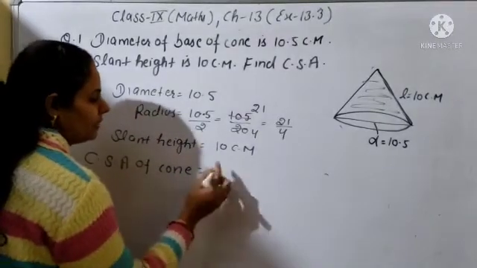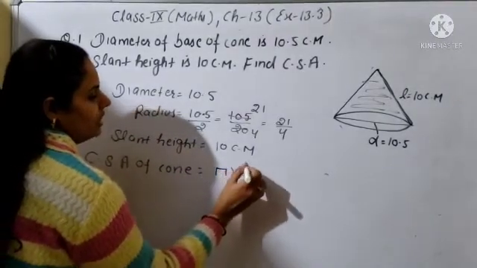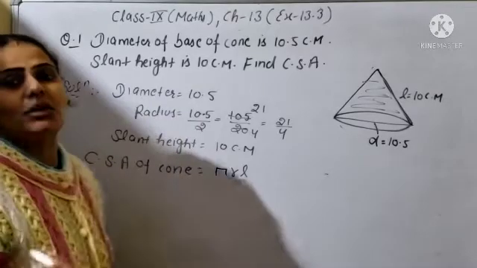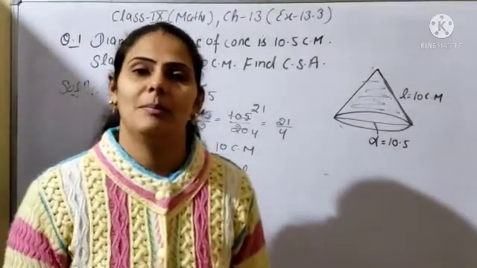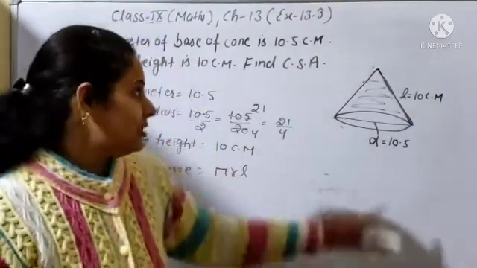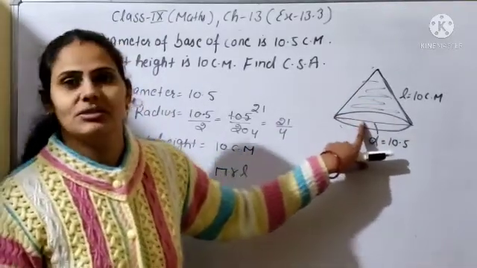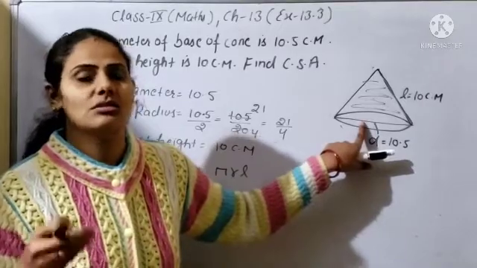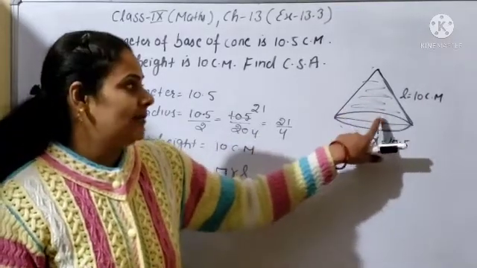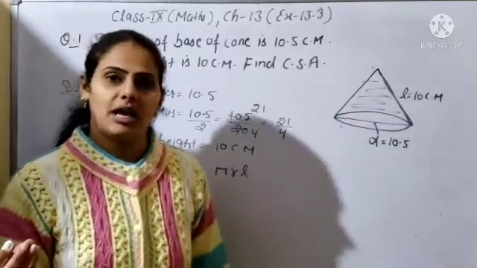So what will be the formula to find out the curved surface area of the cone? It will be pi r L. And when you are finding the total surface area, it will be pi r into r plus L, because this is the pi r L curved surface area. And when you add the circular base, it means you add the circle area also, which will be pi r square. So pi r L plus pi r square, so it will be pi r into r plus L.